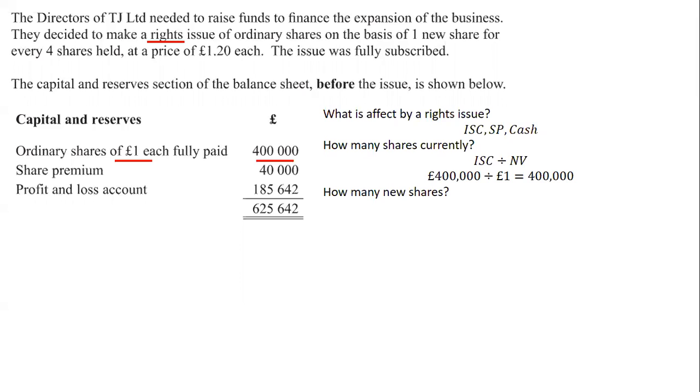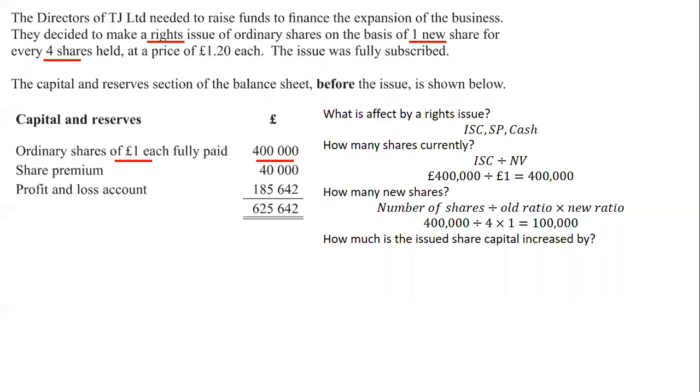And then we can work out how many new shares there are. So remember the little formula we talked about was the number of shares divided by the old ratio times by the new ratio. So we need to find those numbers. So the new ratio is 1 and the old ratio is 4. So we're going to do 400,000 because that's the number of shares divided by 4 times by 1, which gives us 100,000. That's how many new shares.